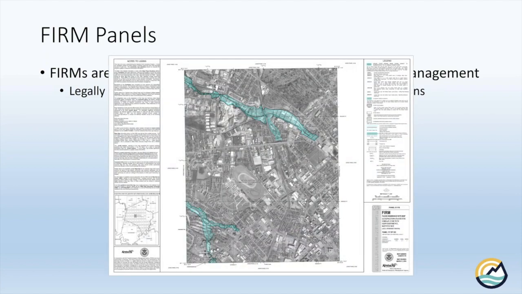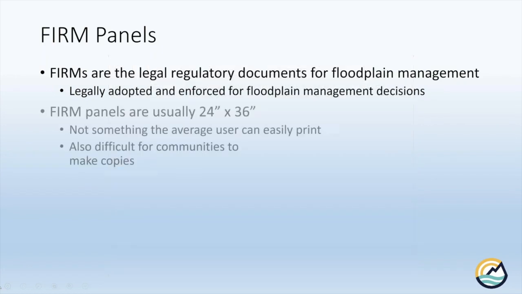When you look at the paper FIRMs, this is what they look like. So this is actually downtown Lexington. If you guys have keen eyes, you'll notice this white box here is Rupp Arena, to give you an idea of how big of an area we're talking about on the flood insurance rate map. So when we're talking about these panels, though, they're fairly large.